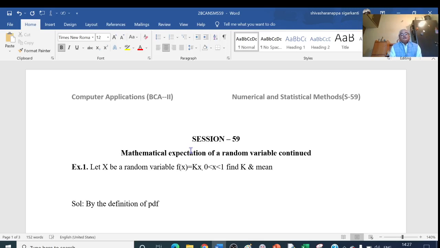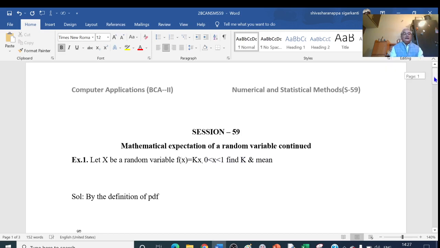In this video, we solve some problems on mathematical expectation of a random variable. Consider this example. Let X be a random variable and f(x) is given by kx, where x lies between 0 and 1, and in other cases its value is equal to 0. Find k and the mean. So first we find k.